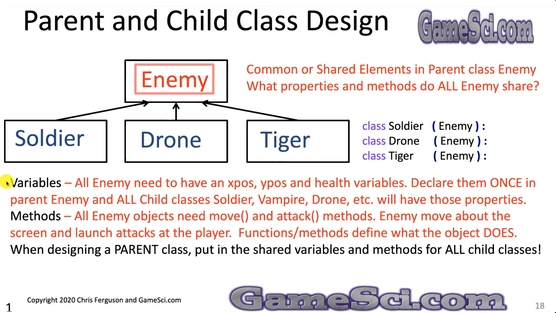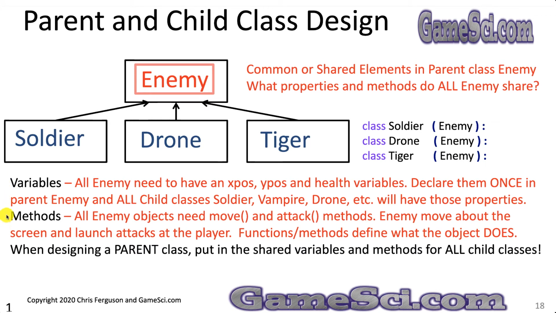As far as the variables go, all enemies need to have an X position, Y position, and health variable. Declare them once in parent enemy, and all child classes, soldier, vampire, drone, etc., will have these properties, these variables. What about methods?